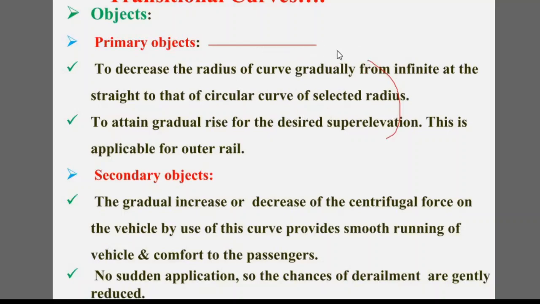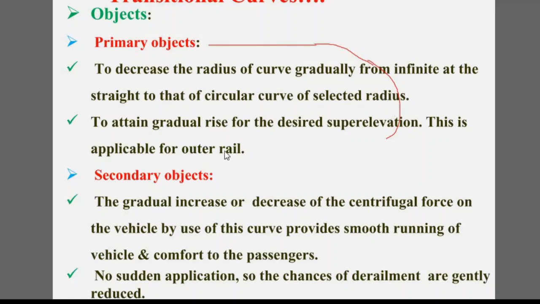So what is the main objective of transition curve? The main objective of transition curve is to decrease the radius of curve from infinity at the straight to that of the circular curve of a selected radius. So it will have a selected radius in the circular curve.